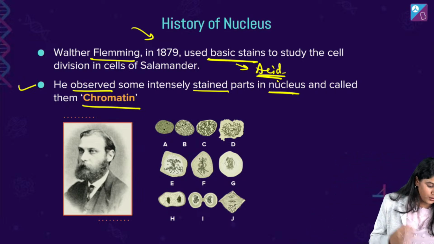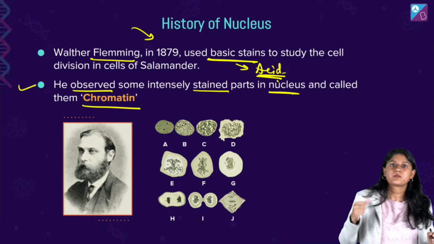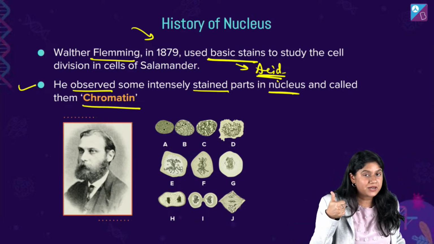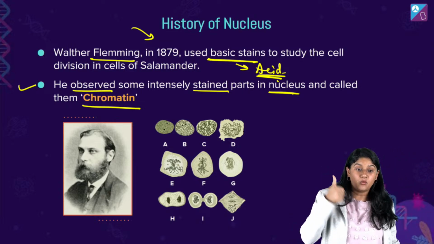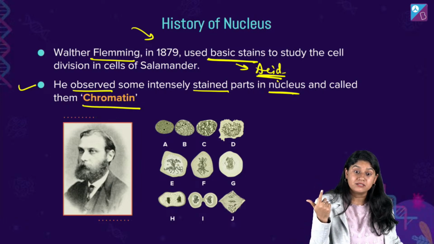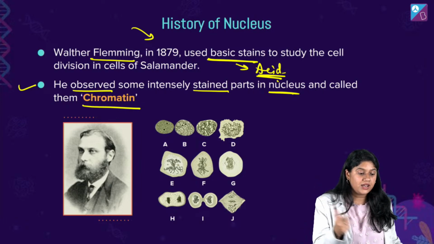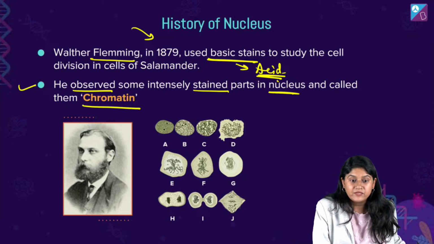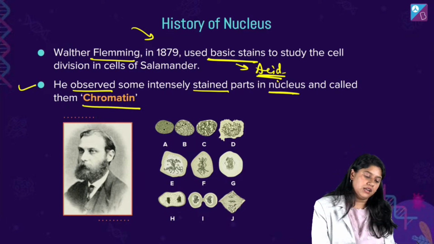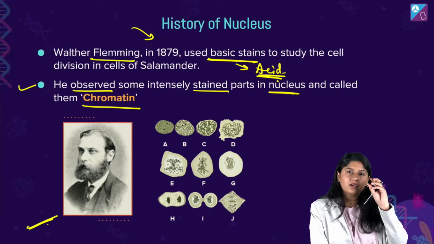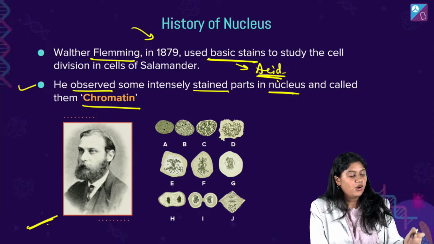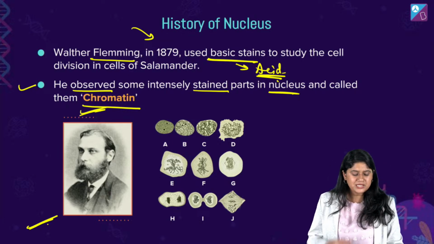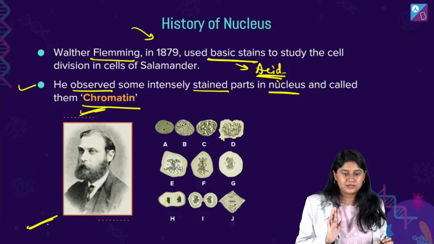Everyone, are you there with me? I hope that you can hear me. Yes? Who gave the name nucleus? Robert Brown in the year 1831. And then we have chromatin. Who gave the name chromatin? Fleming, in the year 1879. He stained it and saw the stained part, and therefore named it chromatin. Chroma means color, right? So here we understand the connection.